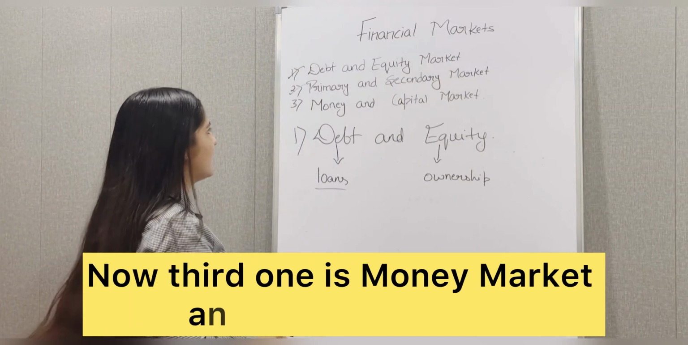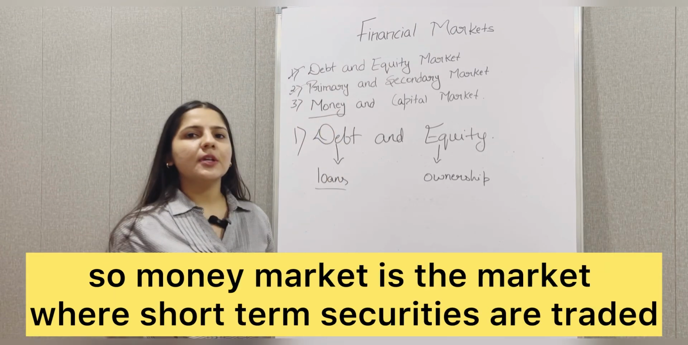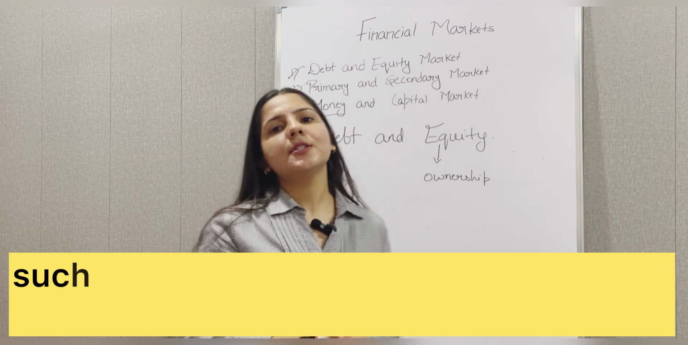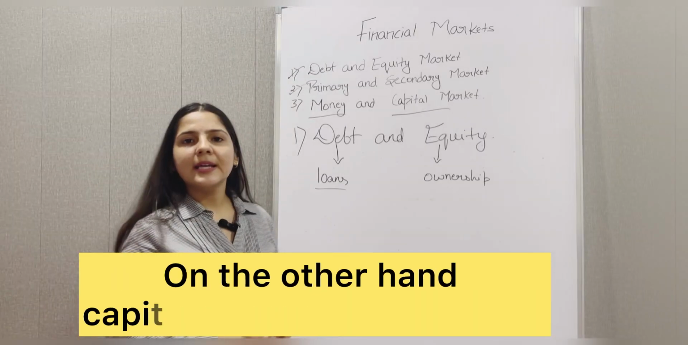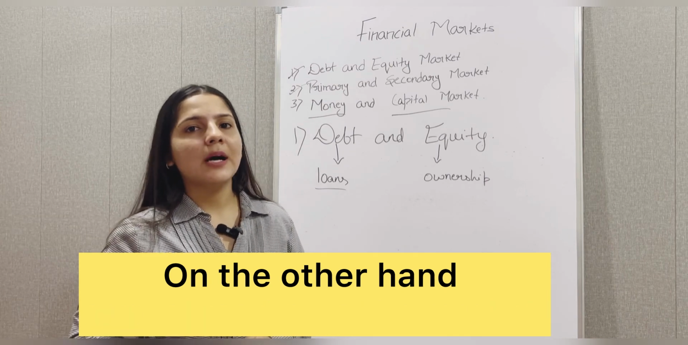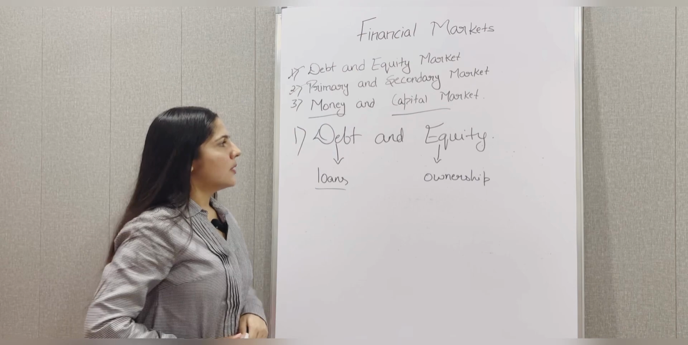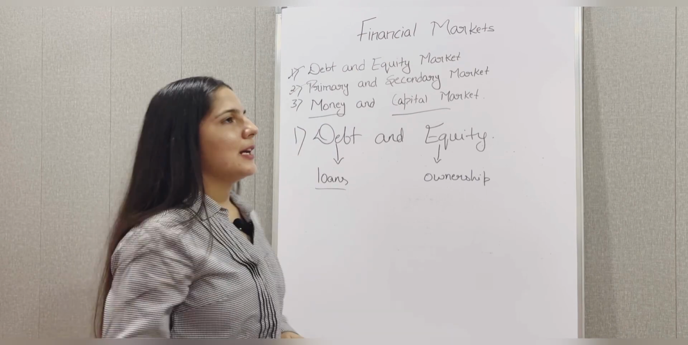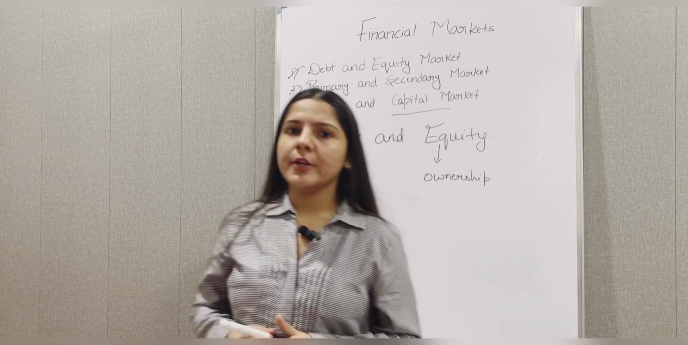Now the third one is money market and capital market. Money markets are the markets where short-term securities are traded, such as call money, commercial papers and commercial bills. On the other hand, the capital market is a market where stocks and bonds are traded. These markets consist of government securities. So here we have discussed types of financial market, and today we discussed every topic briefly.